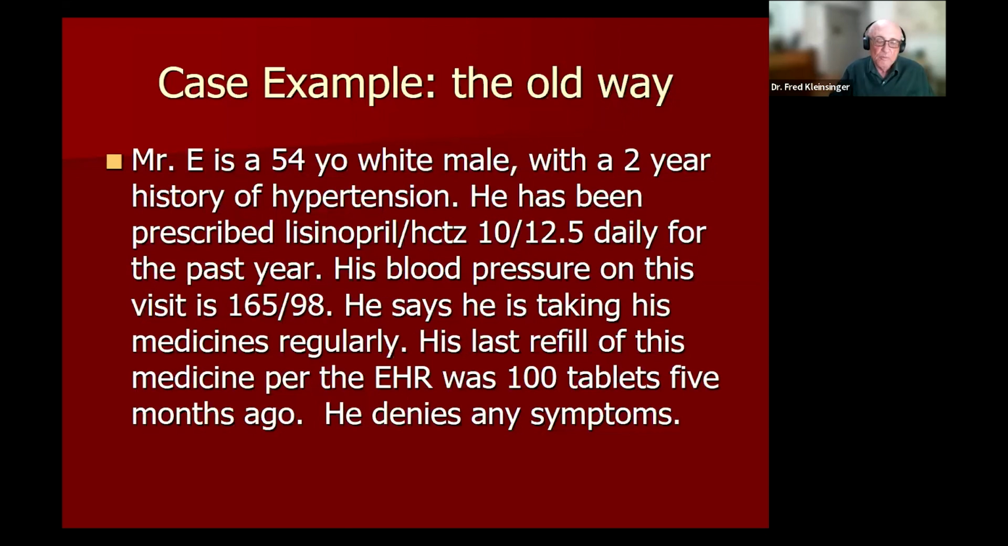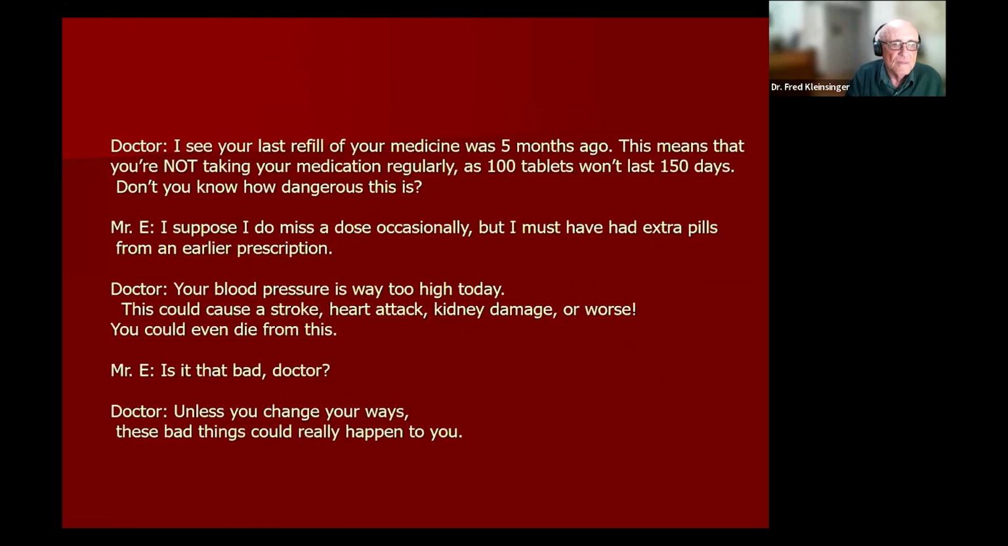He denies any symptoms. Now, I think we all can figure out 1 tablet a day, 5 months, 150 days, 100 tablets. There may be a problem here. Okay, so here's my example of how I used to do this.